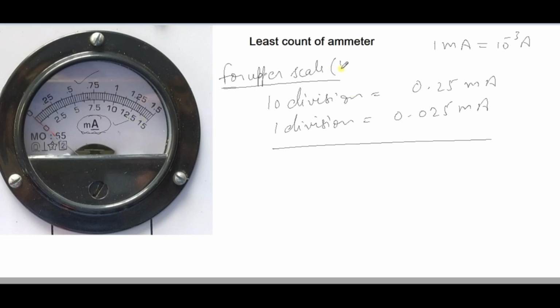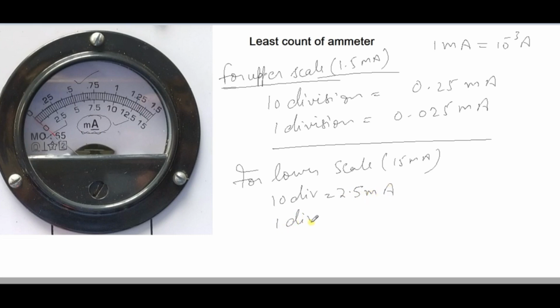Now proceeding for the next scale, which is having the range of 15 milliampere, that is our lower scale. Here in this scale, 10 divisions are equal to 2.5 milliamperes and one division corresponds to 0.25 milliampere. So this is the least count of our specified 15 milliampere range ammeter.